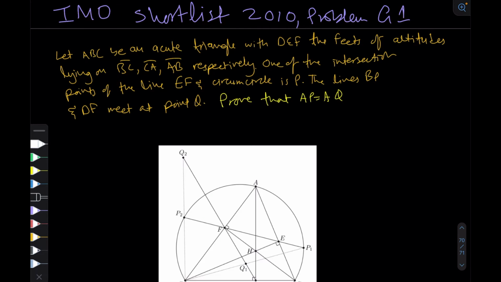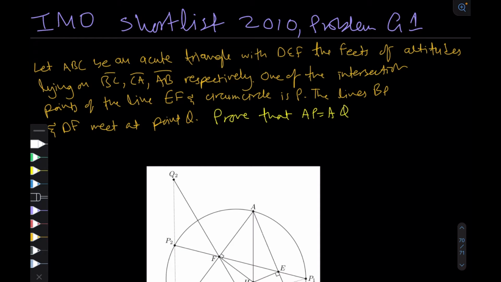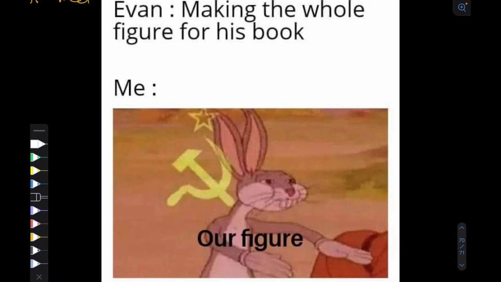So this certain problem says that let ABC be an acute triangle with D, E, F being the feet of the altitudes lying on BC, CA, AB. So they're mostly just creating an orthic triangle like this. And then they're saying one of the intersection points of the line EF and the circle is P. The lines BP and DF meet at the point Q, and we need to prove that AP is equal to AQ. So here's the diagram, which of course is straight up copied from Evan Chen's book.